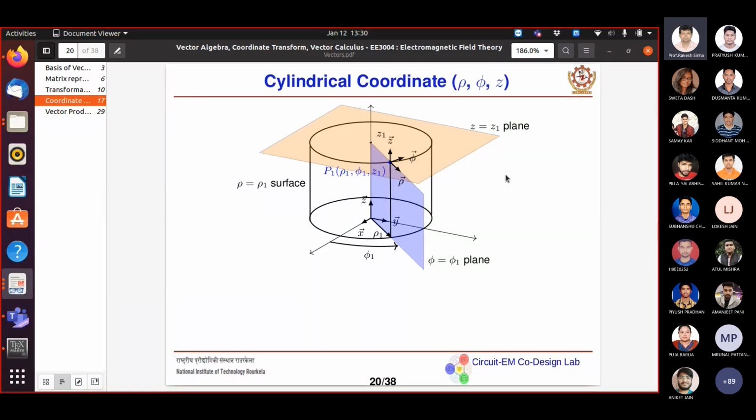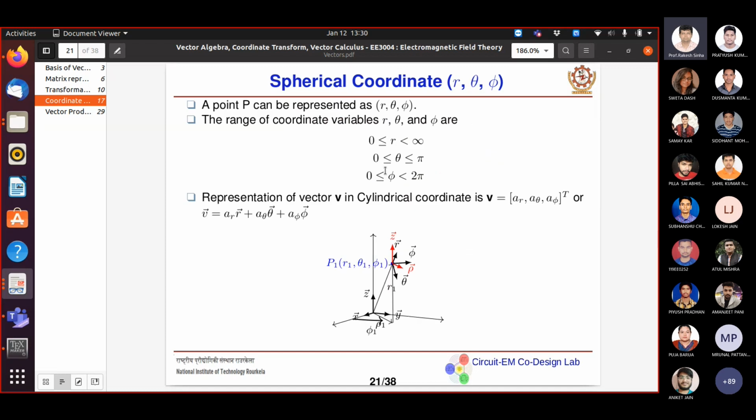This is the way. This is your z direction, this is your phi, and this is your rho direction. So these are the directions. These are not the variables. Please note that these are not the coordinate variables. The coordinate variable is different. Always remember. And then it comes to the spherical coordinate system.